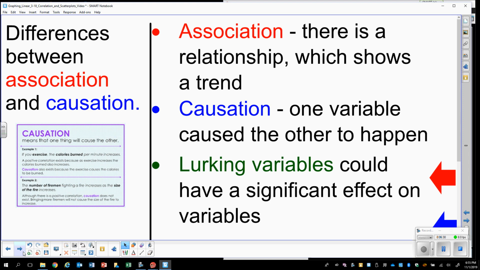Again, the big thing to look out for here is this idea of lurking variables. Is there something else that could have had a significant effect on the two variables that could have skewed or changed the relationship?